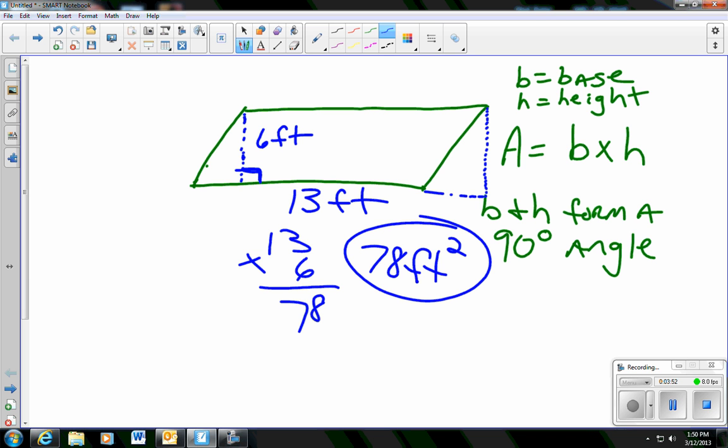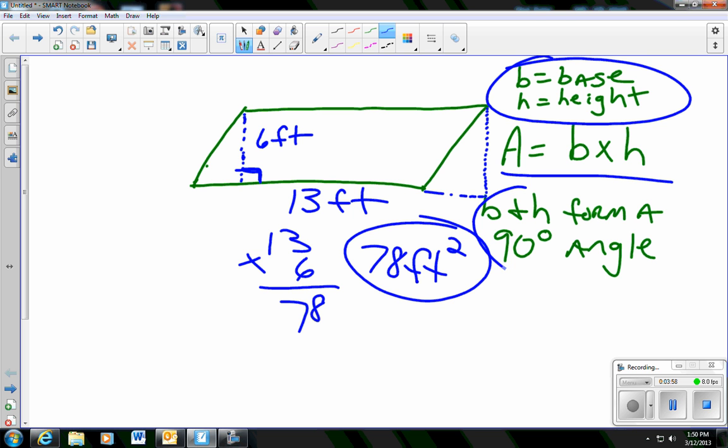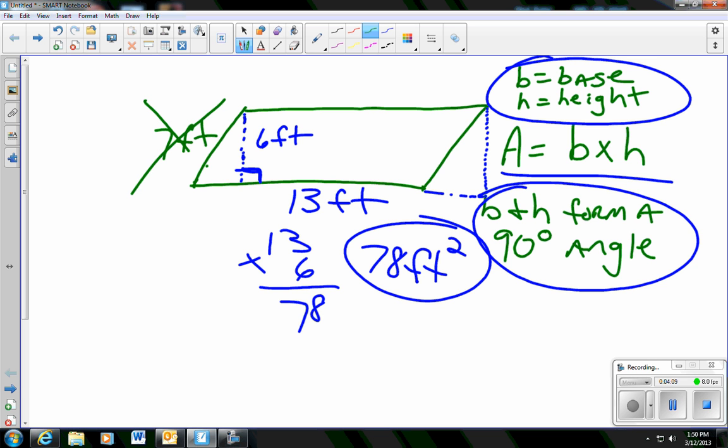So the formula for the area of a parallelogram, area equals base times height, and the base and the height form 90-degree angles. That's how you know they're the base and the height. So if they gave us this measurement, said that this was 7 feet, we do not need the 7 feet measurement at all. We need the 6 and the 13 because they are the ones that form a right angle. All right?